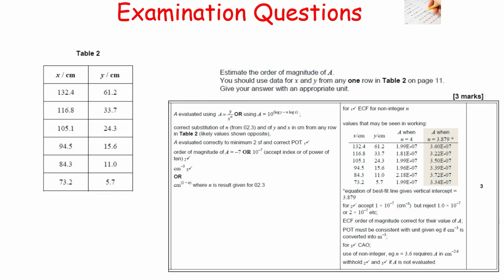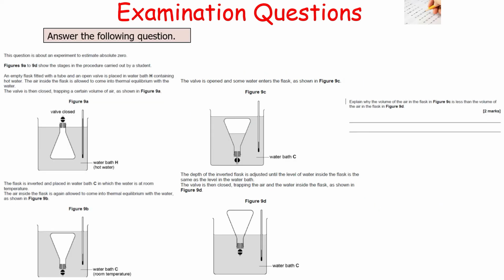The next question says, this question is about an experiment to estimate absolute zero. Figure 9a to figure 9d shows the stages of the procedure carried out by a student.